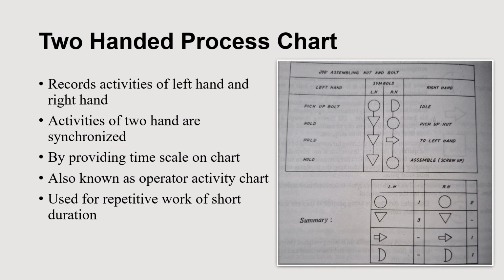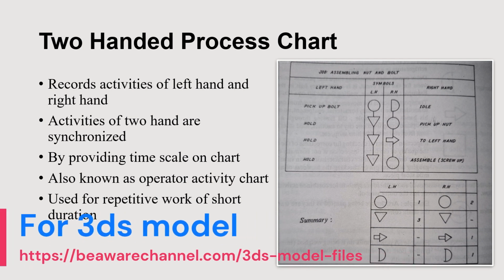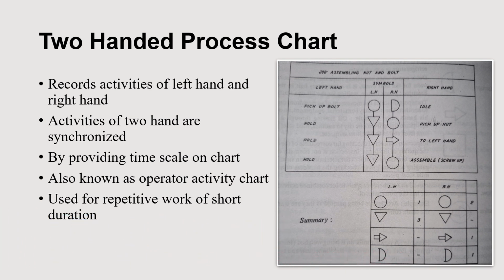Now when we look at the right hand activities and symbols, the first activity is idle. Our right hand is idle till we pick up a bolt. Once the bolt is picked up, our right hand is going to pick up a nut. Then it is going to transfer to the left hand, that is we are going to screw it, and then the screwing operation is done. The movement from the right hand to the left hand, towards the bolt, is shown by that arrow. When we start screwing, it is the assembly, the operation done by the right hand. So this is the basic two-handed process chart for assembling nut and bolt.